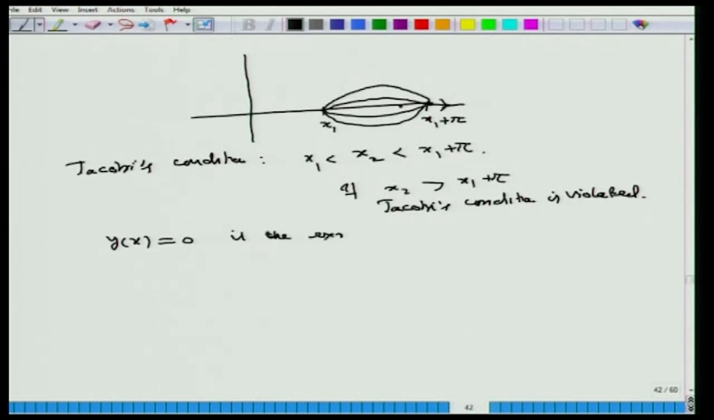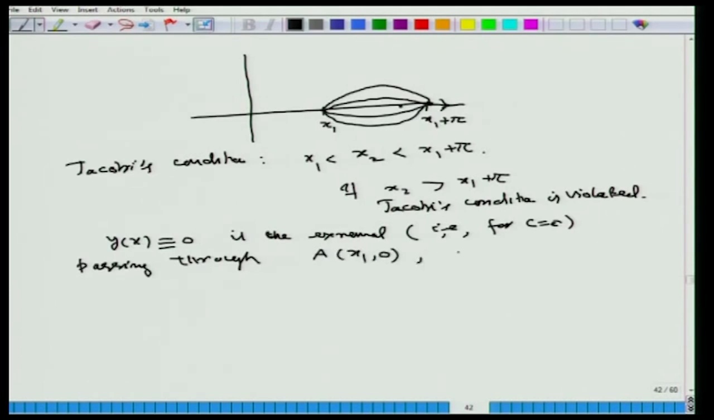is the extremal, that is, for c equal to 0, we have this extremal y identically 0 passing through A, that is (x1, 0), and B, that is (x2, 0). So, this is the extremal here, y identically 0. So, this is part of the x axis which is passing through these two points. This is A and this point is B here on the x axis.